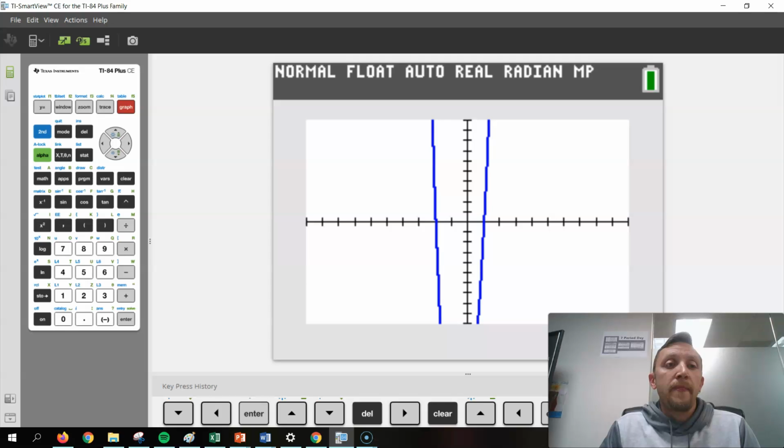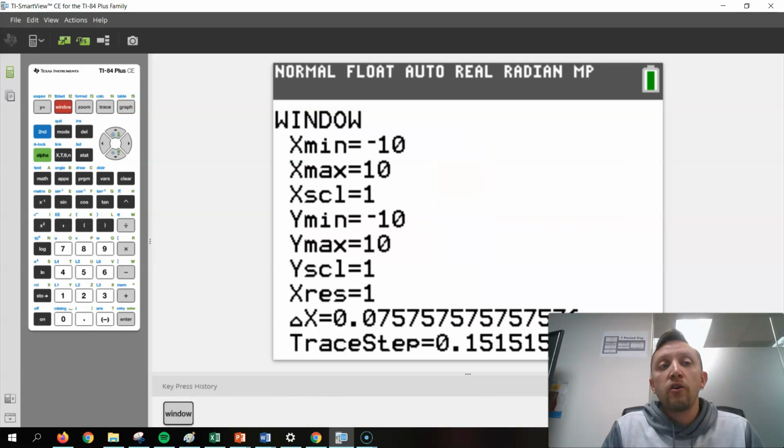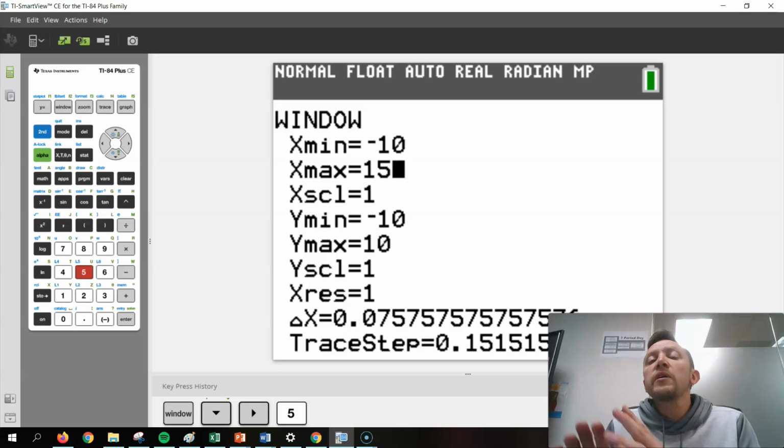So we could go to the window settings, and we could do it this way. Now I've already played around with this a little bit to figure out what our window settings should be. There's oftentimes no quick, easy way to do it. Sometimes you just have to use trial and error. But here's what I ended up coming up with. We're going to leave our x minimum at negative 10 because the left side looks fine. But for the x maximum, let's go a little bit further on the right.